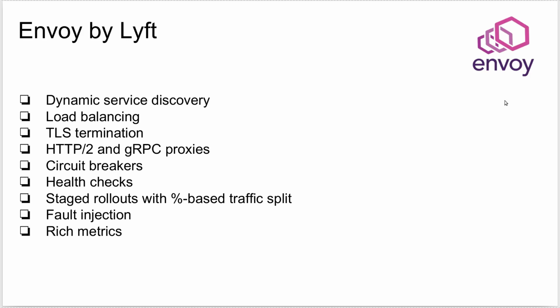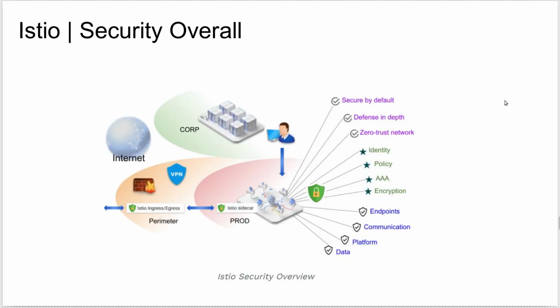You also can do staged rollouts with percentage-based traffic split, so we can do red black, and we can easily increment the percentage of traffic for users gradually, and Envoy helps us do that. It also helps us do fault injection, so it's easy to do network chaos testing, and it's very rich in terms of metrics. That's why Envoy is known for good observability.